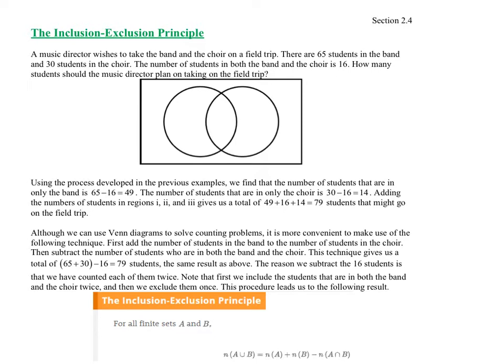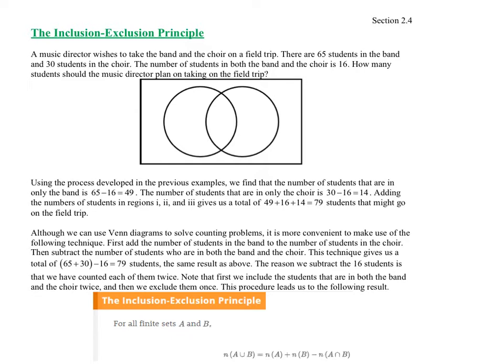So what happens here? Students make a lot of different errors. One student might say, okay, let's take 65, the number in band, plus 30, the number in choir, plus 16, the number in both. That is certainly not the real answer. A lot of students would also just do 65 plus 30. That is not the real answer. So what's going on here?